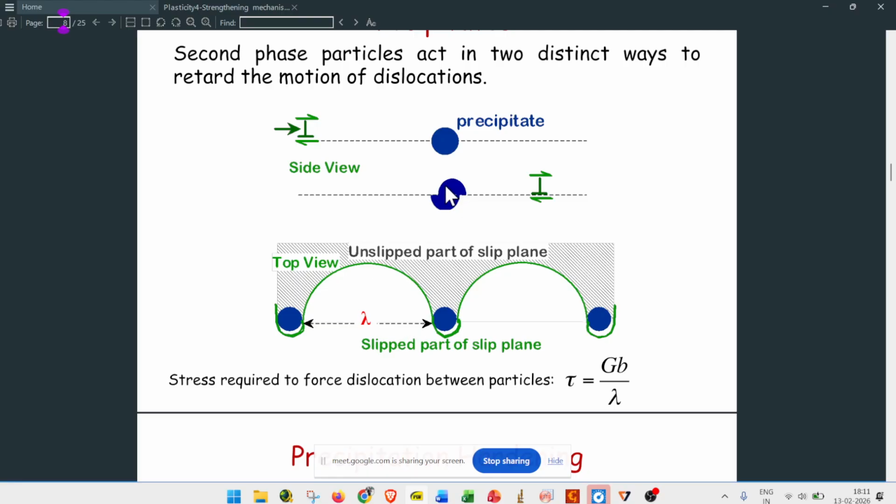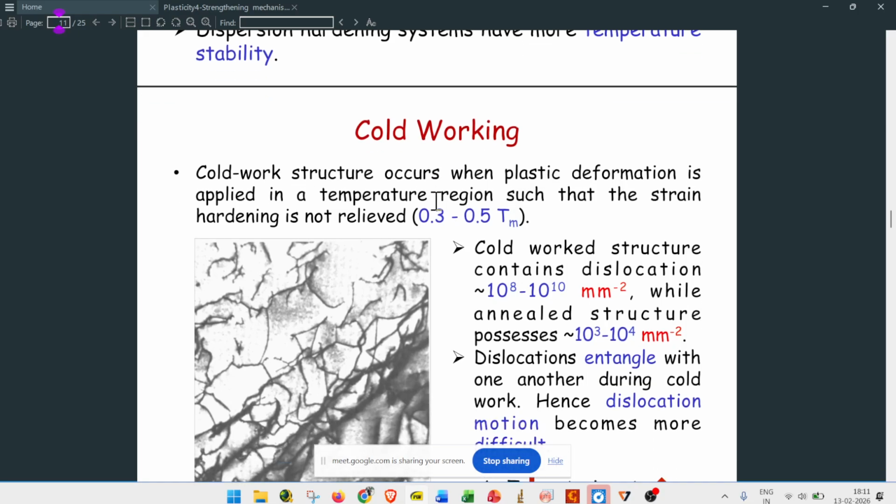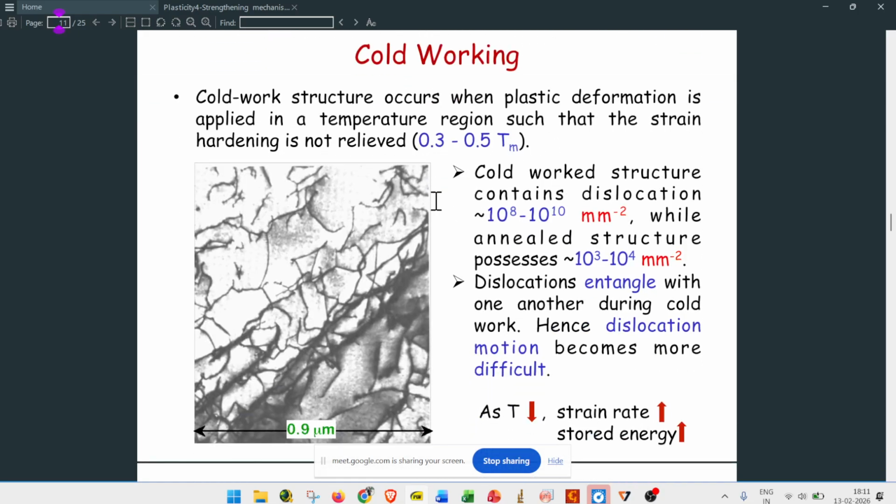This is how precipitation increases strength, by offering more obstacles to the moving dislocations. How we can produce dislocations, we have also seen. Next is cold working. Once we do cold working, plastic deformation happens and the microstructure is highly deformed, and dislocations become entangled with one another during cold working. Hence dislocation motion becomes more difficult.